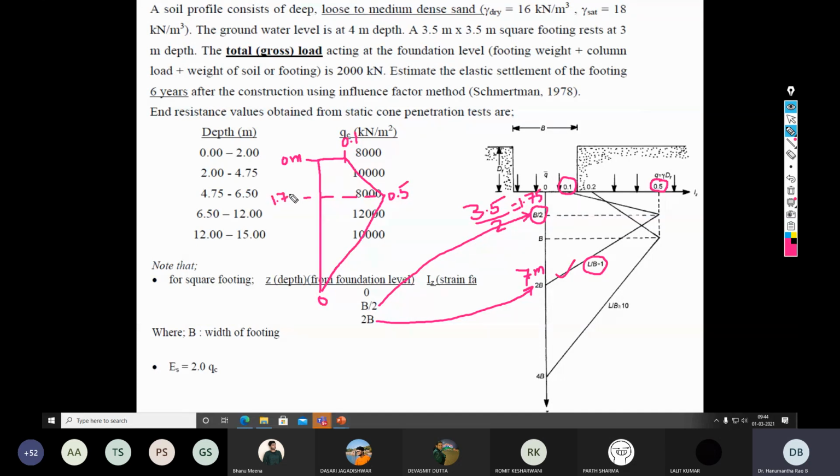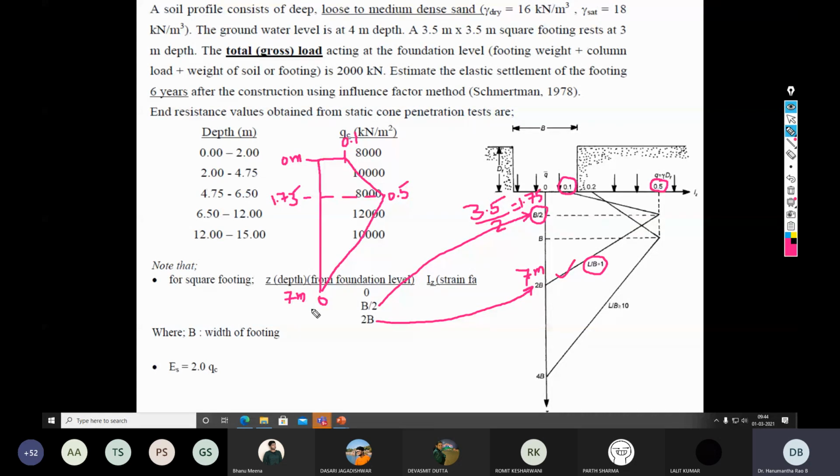Just note down, this is the most important. Unless you are able to draw this one, you are not able to solve this problem. So the maximum strain influence factor of 0.5 occurs at a depth of 1.75 meter, and it further decreases and becomes 0 at a depth of 7 meter.